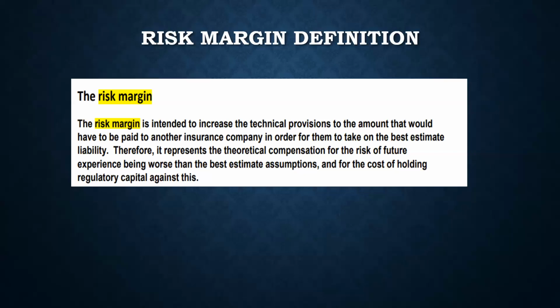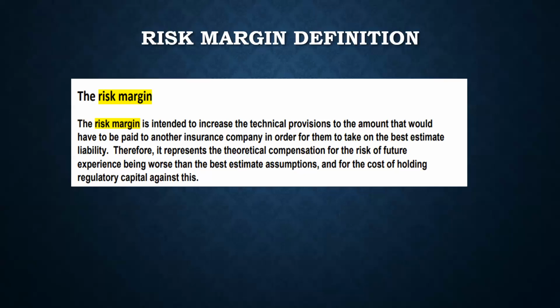So risk margin represents both these components. The main important thing for us is the theoretical compensation for the risk of future experience being worse than the best estimate assumption. That is the crux of risk margin. And it also holds the opportunity cost of capital, right? So this amount of opportunity cost you will be losing by investing in bonds and other regulated instruments. So that's what risk margin is. What risk margin does is it increases your reserve. Earlier in IFRS 4 we used to have a prudent reserve, right? So instead of keeping 100, we used to keep 120, 20 being the margin.